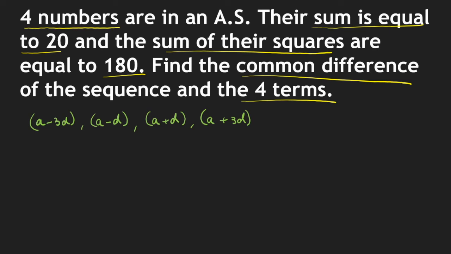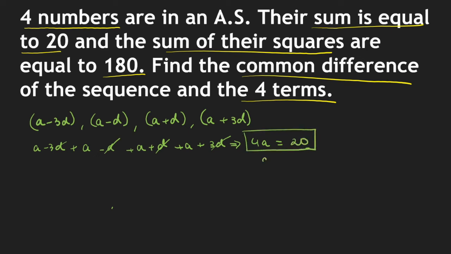Now the first part says their sum is equal to 20. So let's add them up. We get a minus 3d plus a minus d plus a plus d plus a plus 3d. Obviously, minus 3d and plus 3d cancel out, minus d plus d cancels out. So we're left with 4a is equal to 20, right? So a is equal to 5. This is the first part. We've already found a.